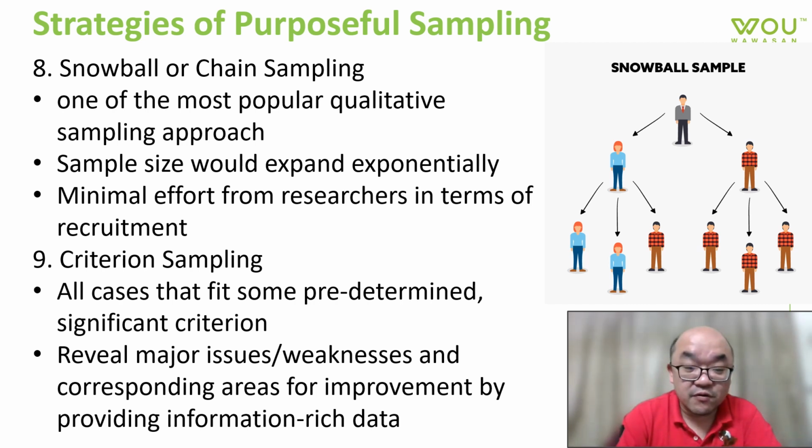Then you have the criterion sampling. This is where all cases will have to fit some predetermined significant criterion. Again, you set the criterion first, then you look for the participants who fit it. This sounds really similar to quantitative research sampling, but this focuses mainly on procedure. So criterion sampling is typically used when you are gaining information in order to review the potential weakness or issue, let's say regarding the QR process in a factory or line operation in a factory, etc.